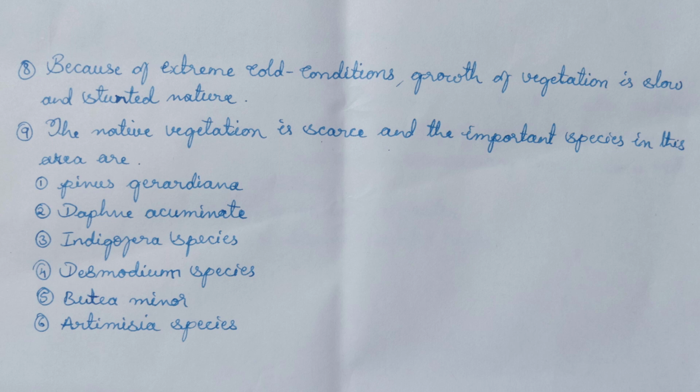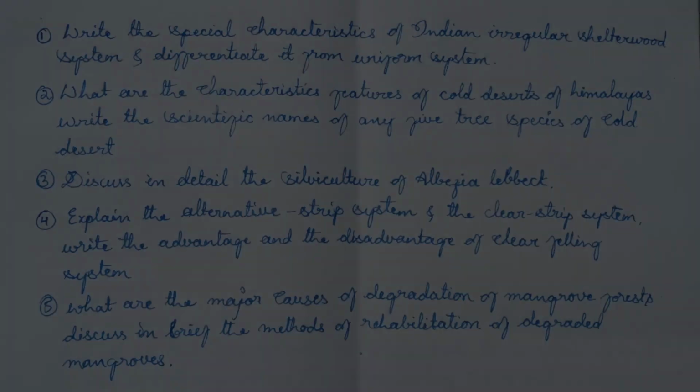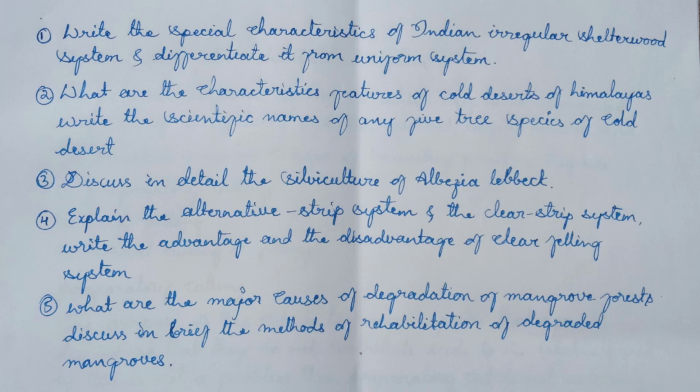Ninth one, native vegetation is scarce and the important species in this area are Pinus gerardiana, Daphne acuminata, Indigofera species, Desmodium species, Artemisia species. Coming to the third question, discuss in detail the silviculture of Albizia lebbeck.